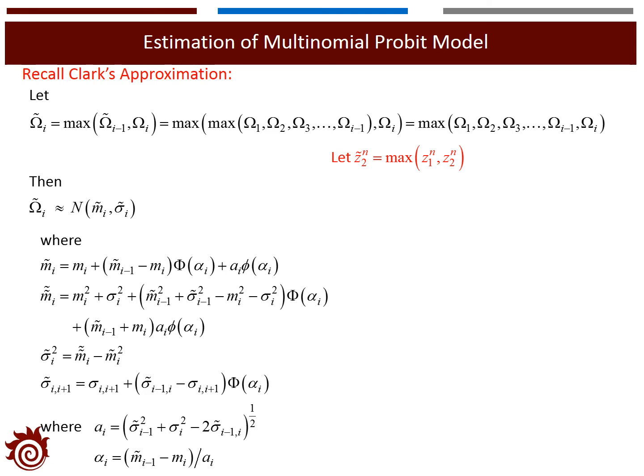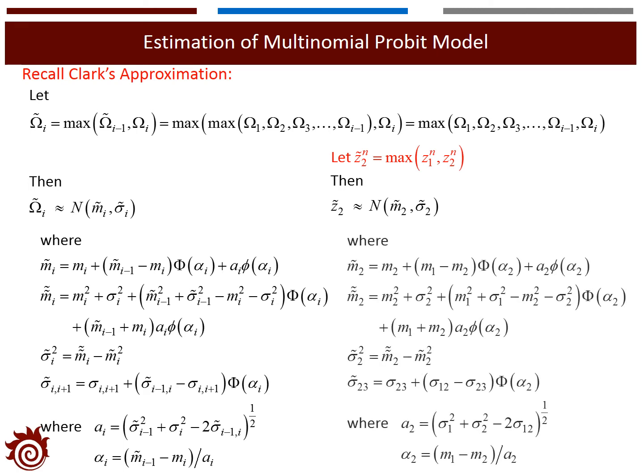Here we have j minus 1 z values. We will start from the first two random variables z1 and z2. Let z2 tilde be the maximizing of z1 and z2. Then we say that z2 tilde is also in a normal distribution with the mean of m2 tilde and sigma 2 tilde, and we have the expressions for m2 tilde and sigma 2 tilde. Also, we can derive the covariance sigma 2 3 tilde.